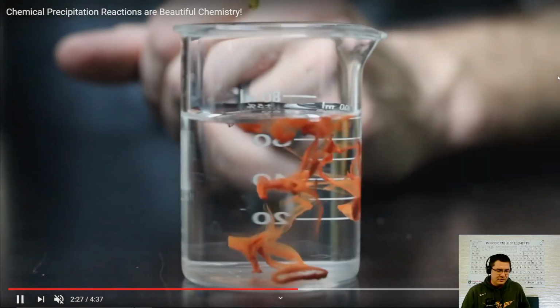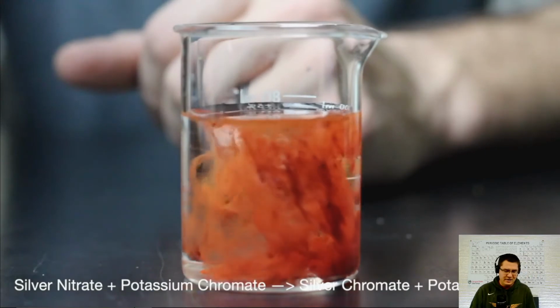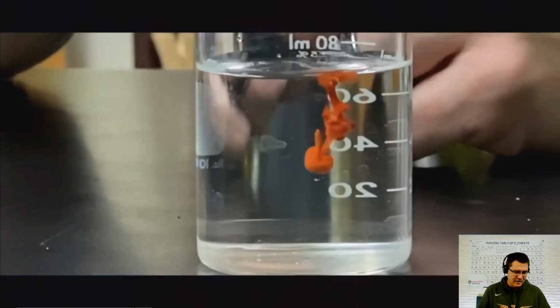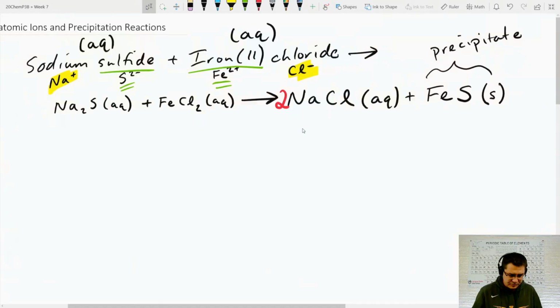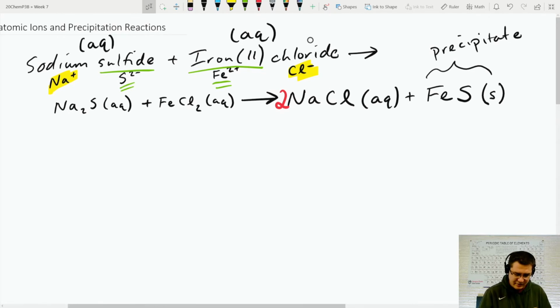All right. So you can see he's got a solution of silver nitrate, and he's dropping in something called potassium chromate. So silver nitrate and potassium chromate. I'm going to write those out and wait for my pen to reconnect.